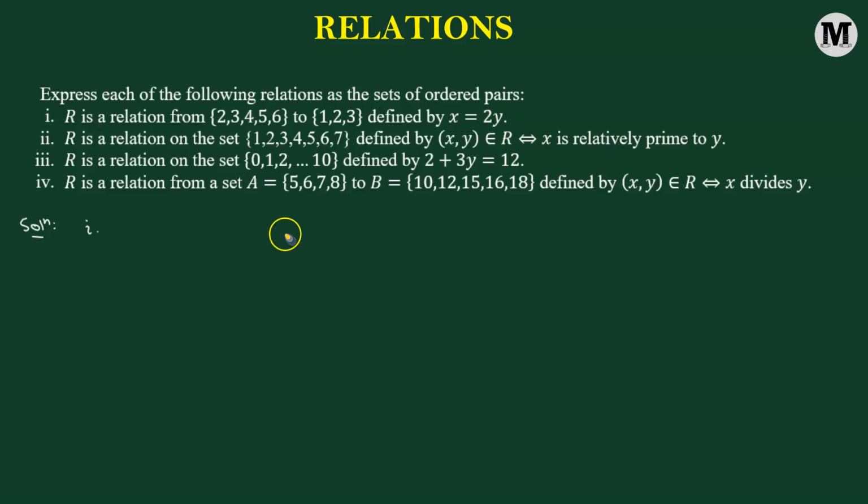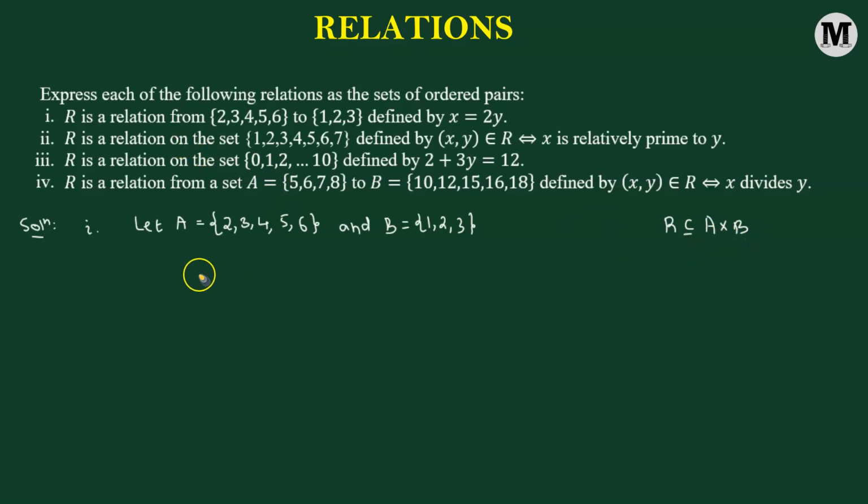What we'll do here is suppose that the set A is the set containing the elements 2, 3, 4, 5 and 6, and we have another set B that consists of the elements 1, 2 and 3. Now clearly R is a relation from A to B. What does that mean? That simply means that R is going to be a subset of the Cartesian product of A and B. This is the meaning when we say that R is a relation from A to B.